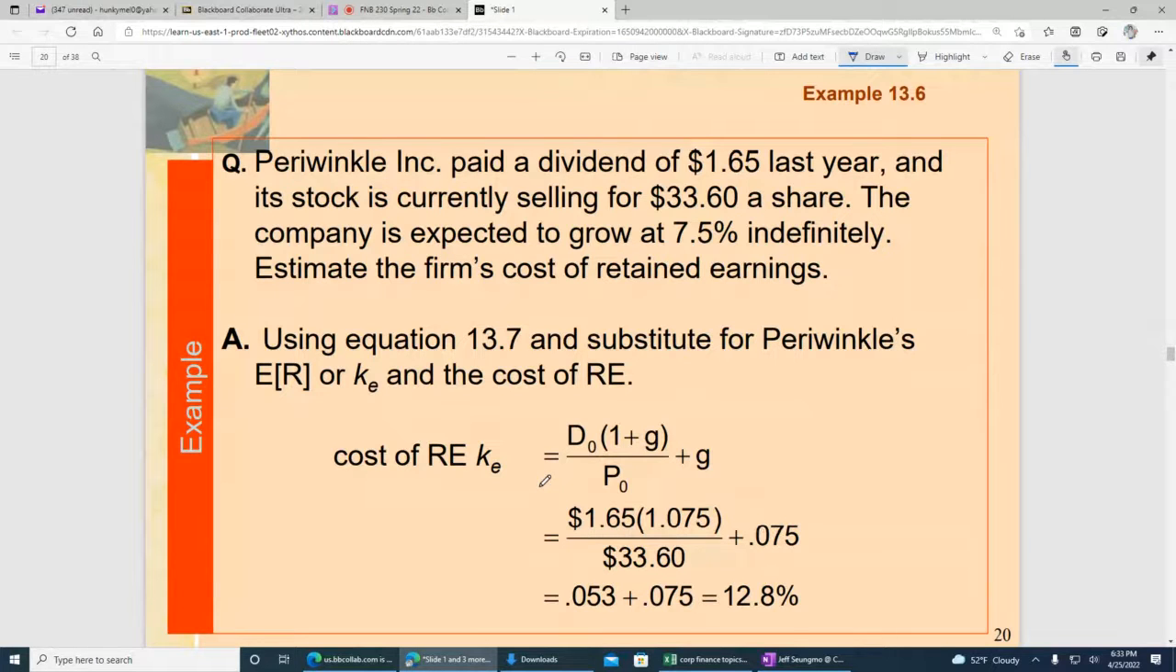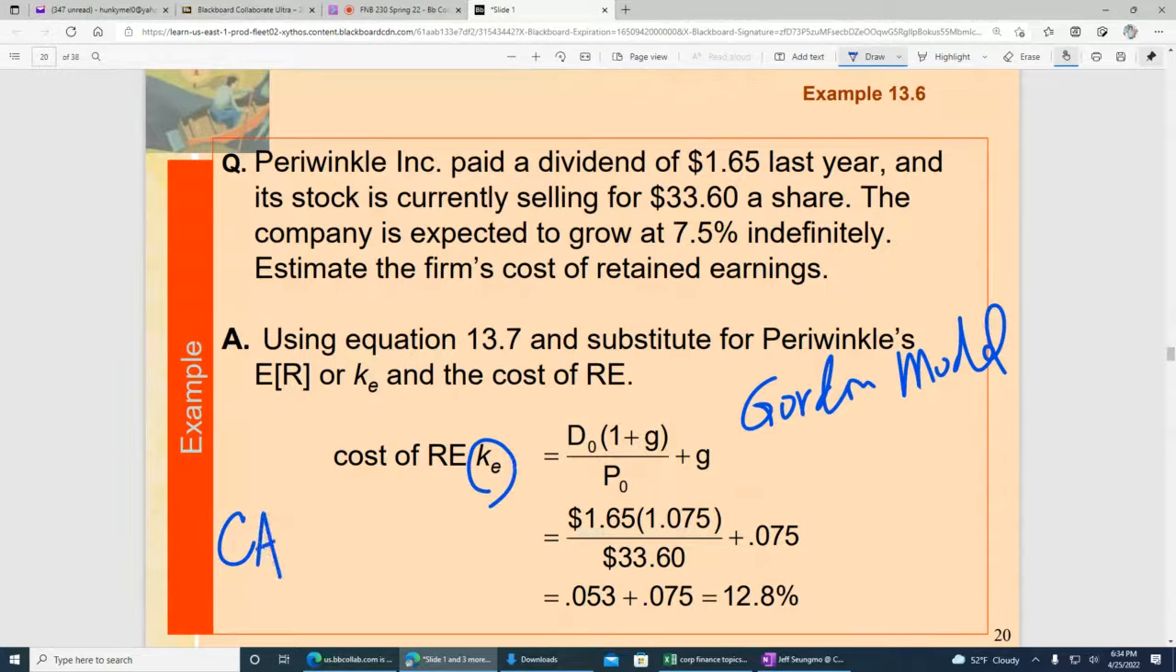Now how do you calculate that cost of equity? There are three ways. We talked about this last time. This is the Gordon growth model, right? Gordon growth model. But the other models are CAPM or the bond yield plus risk premium.